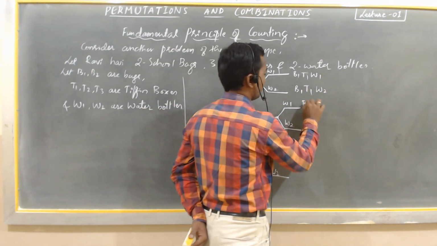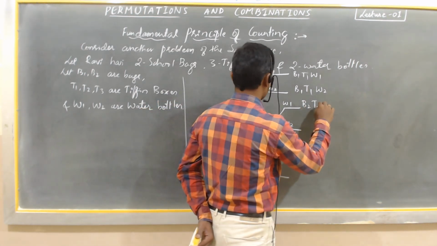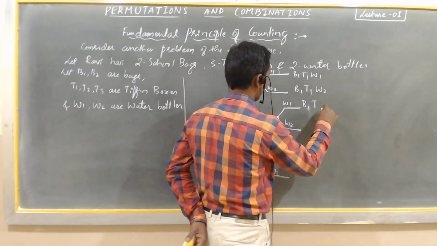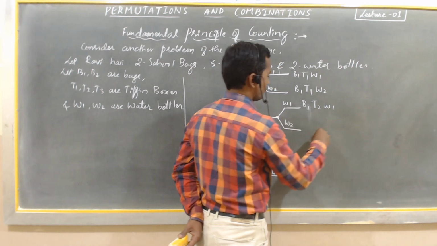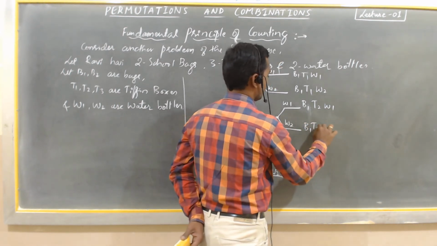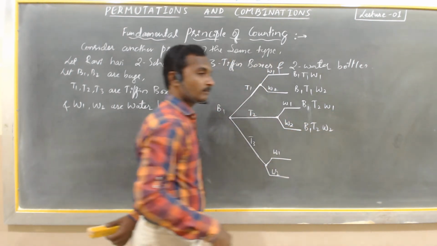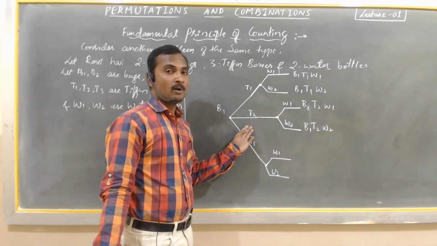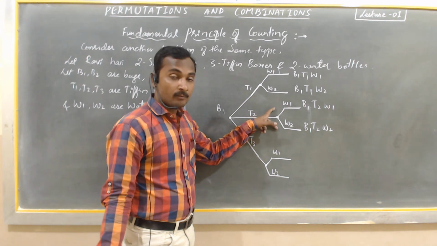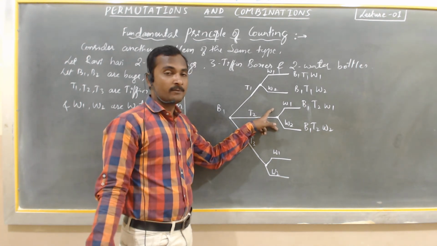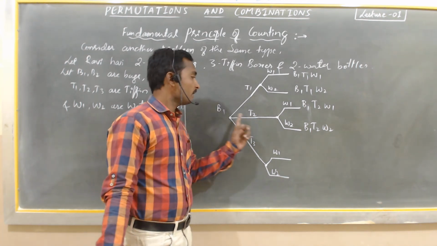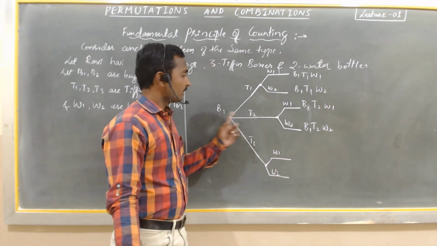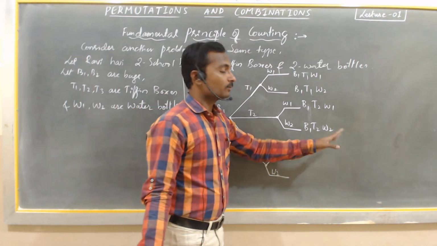That is B1, T2, W1, and similarly B1, T2, W2. That is, with bag 1, he can use the second tiffin box along with a choice of one water bottle. That is B1, T2, W1, and similarly B1, T2, W2.